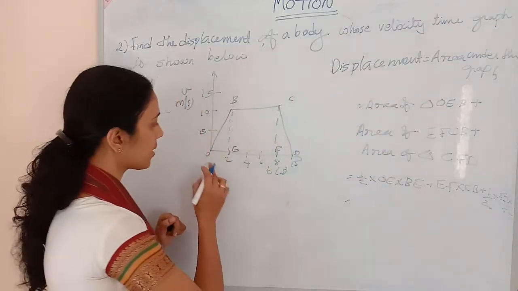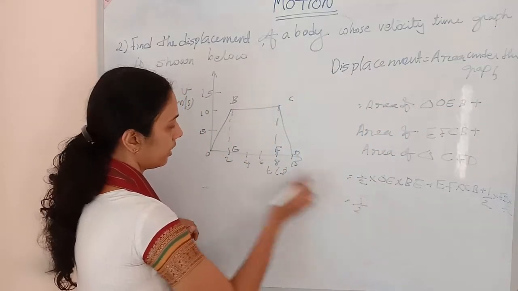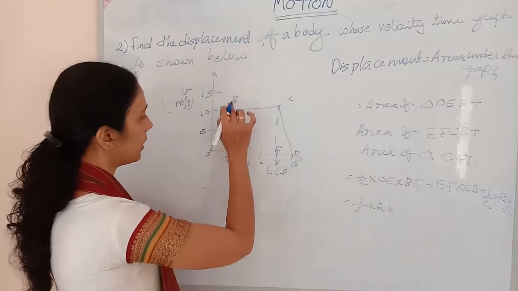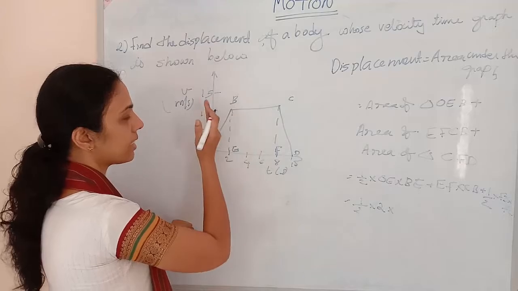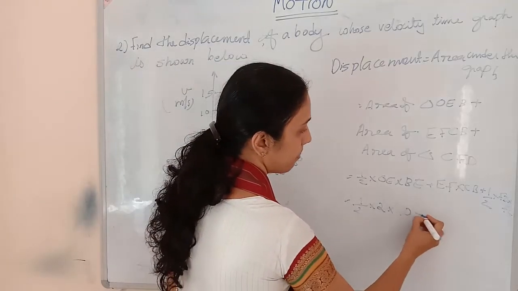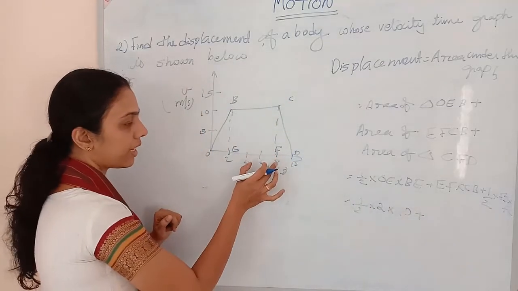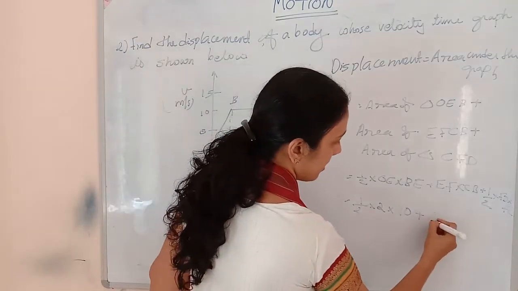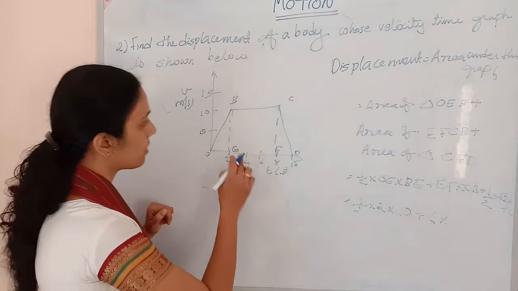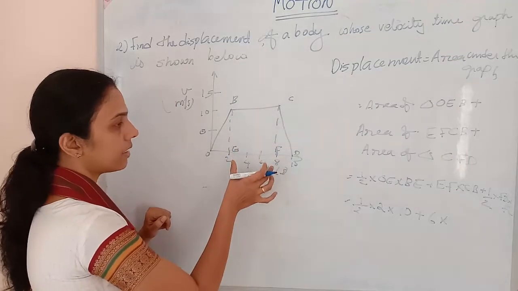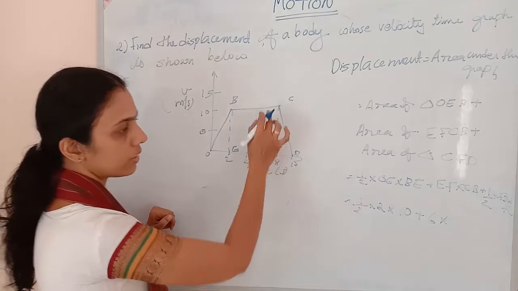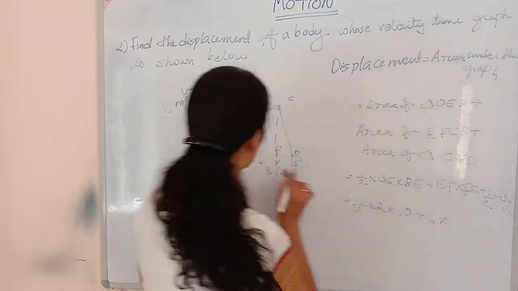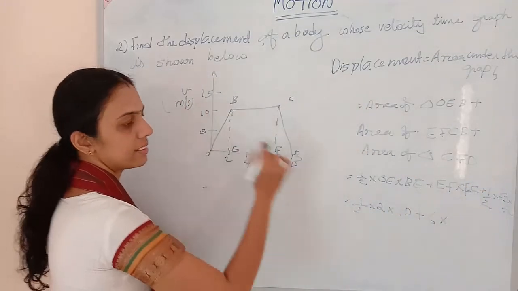So tell me, what is OE? Here it is 2, right? So half into 2 into BE. What is that BE height? 10 plus EF, 8 minus 2, that is 6, into CB. CB is EF into FC, we should write FC, not CB. So FC, what is FC? 10.